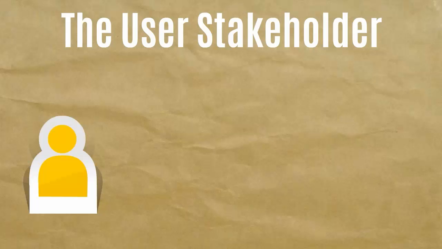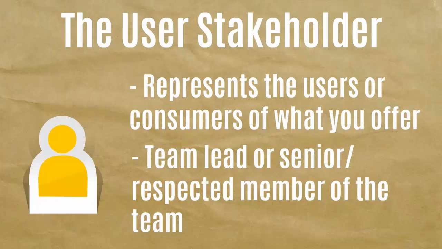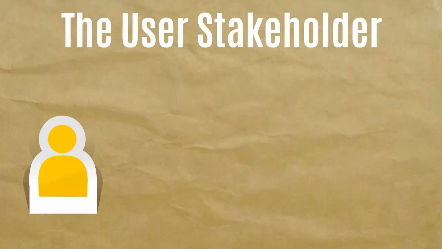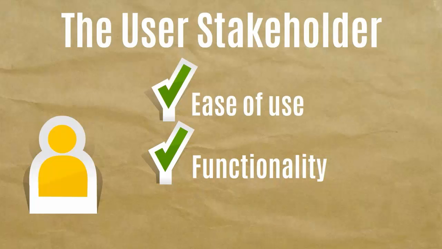this would often be driven by the technical stakeholder. Finally, the third stakeholder is the user stakeholder. This role represents the users, or the people who will ultimately be using or consuming the products or services that you're offering. Often the user stakeholder is either someone like a team lead, a respected or senior member of the team who will ultimately be working with what it is that you're offering.